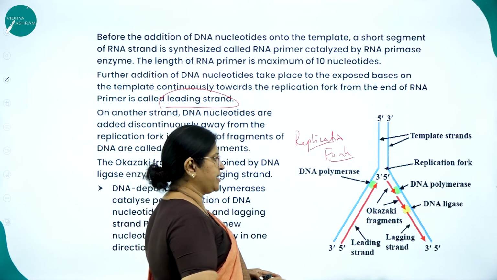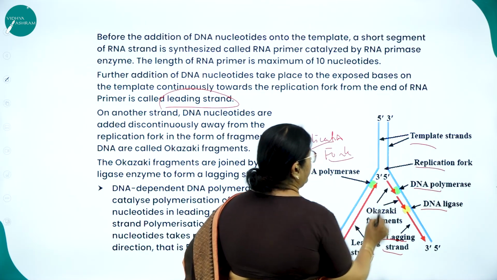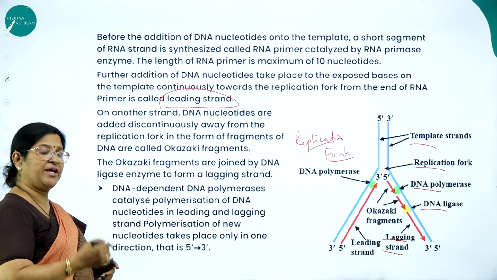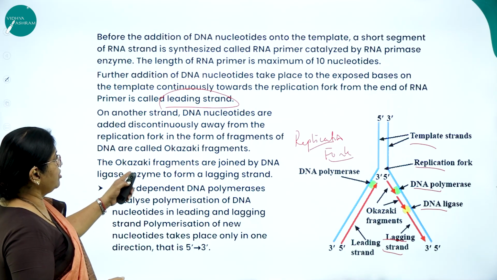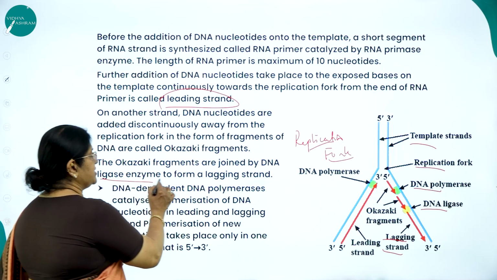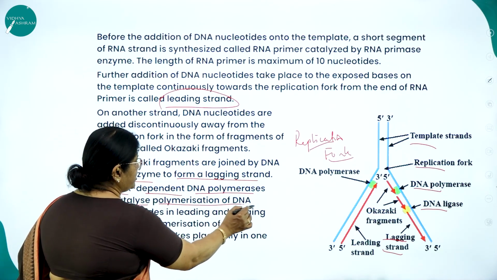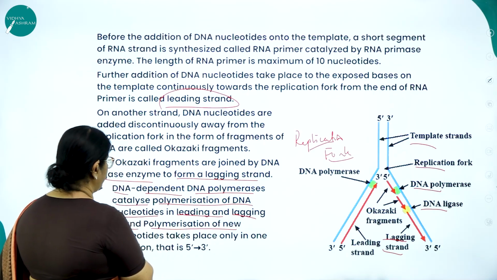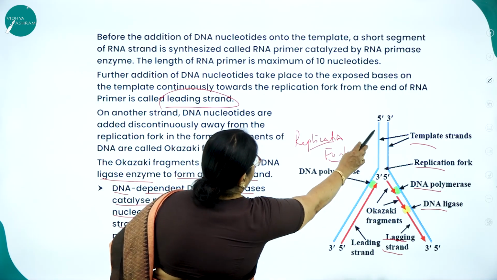So here you can see Okazaki fragments, the leading strand and the lagging strand, DNA ligase, DNA template strand. So this diagram is very, very important from examination. So you need to explain the concept of DNA replication with this diagram called replication fork. The Okazaki fragments are joined by DNA ligase enzyme to form a lagging strand. DNA-dependent DNA polymerases catalyze polymerization of DNA nucleotides in the leading and lagging strand. Polymerization of new nucleotides takes place only in one direction, that is 5' to 3' direction. Here you can see 5' to 3' direction.